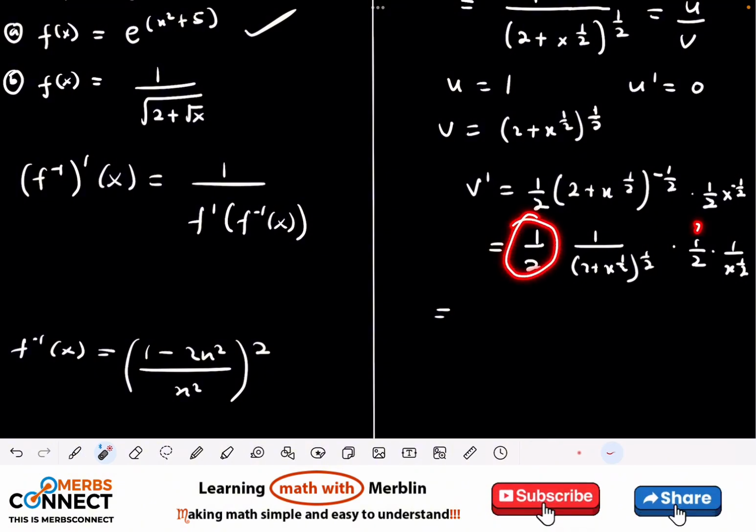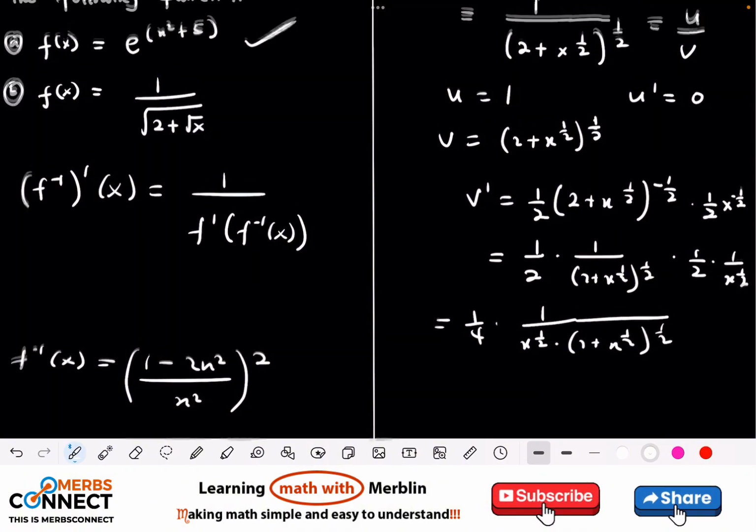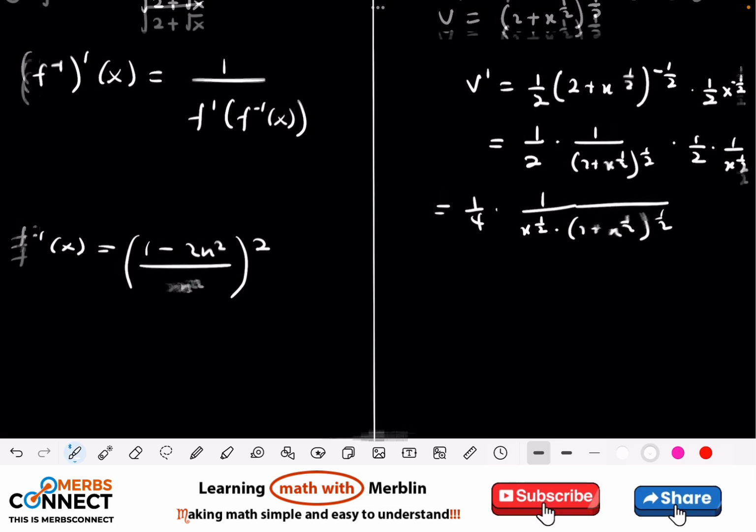Half times half is not 1, it's 1/4. Then I can multiply this and that. So this and that is going to give us times 1 divided by x to the power half times 2 plus x to the power half all to the power half. So this is what you're going to have. So this is just the u prime.